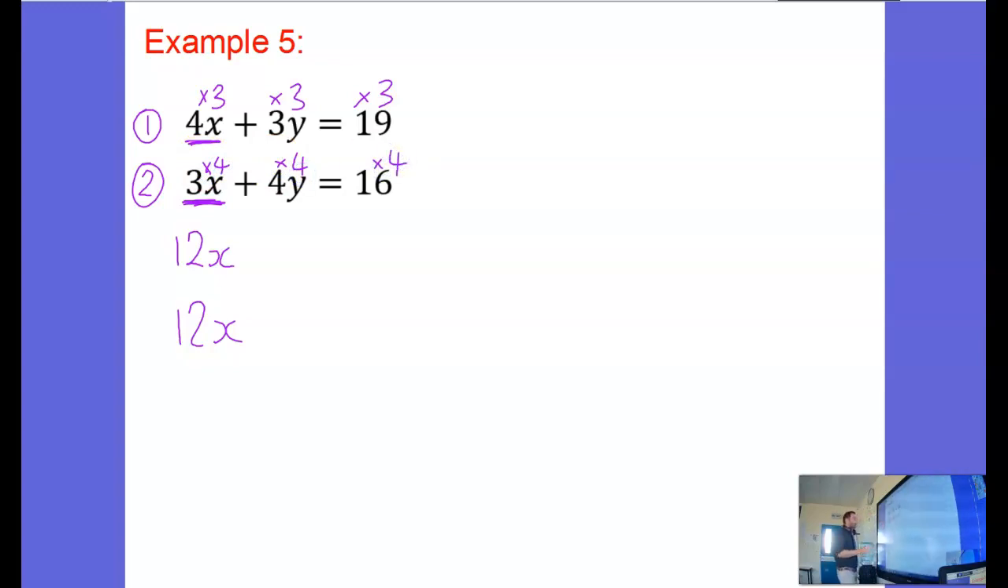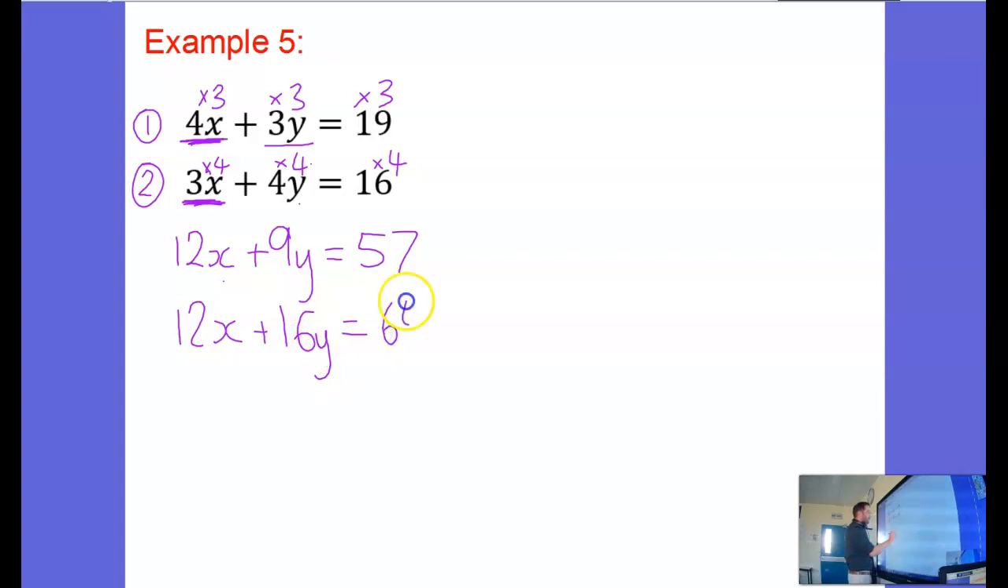Okay, so this first one, 4x times 3 is 12x, 3y times 3 is 9y, and then 19 times 3 is 57. On the bottom, 3x times 4 is 12x, 4y times 4 is 16y, and then 16 times 4 is 64. So now I've got some new equations, call them what you want, let's call them 3 and 4.